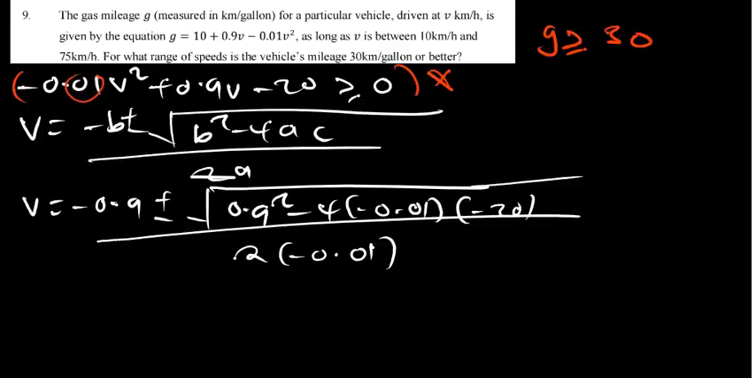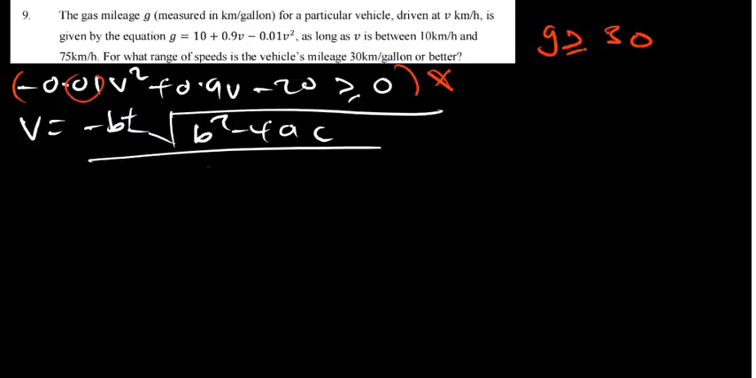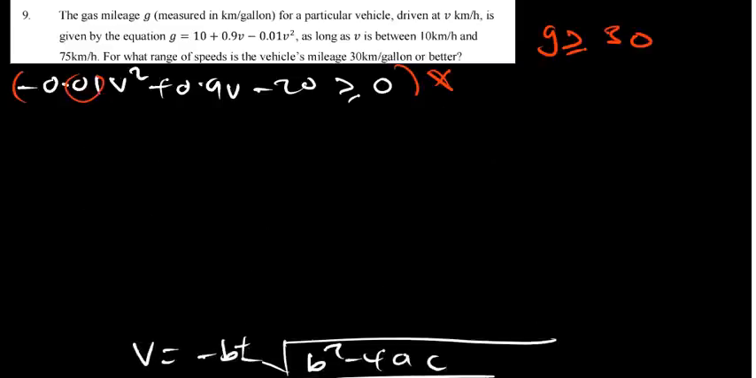To make things simple, in a case where you don't use a calculator, let me shift this one here. In a case they give you this question the way it is, since you don't use a calculator, this is what you have to do. You can do times 100 on the whole question. What is 0.01 times 100? It's going to be 1, not so. So I have negative v squared plus 90v minus 2000 greater than or equal to 0.